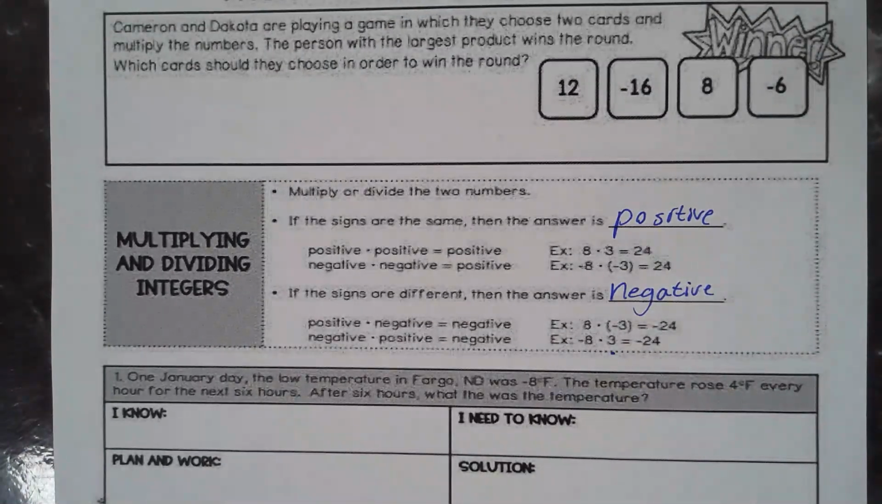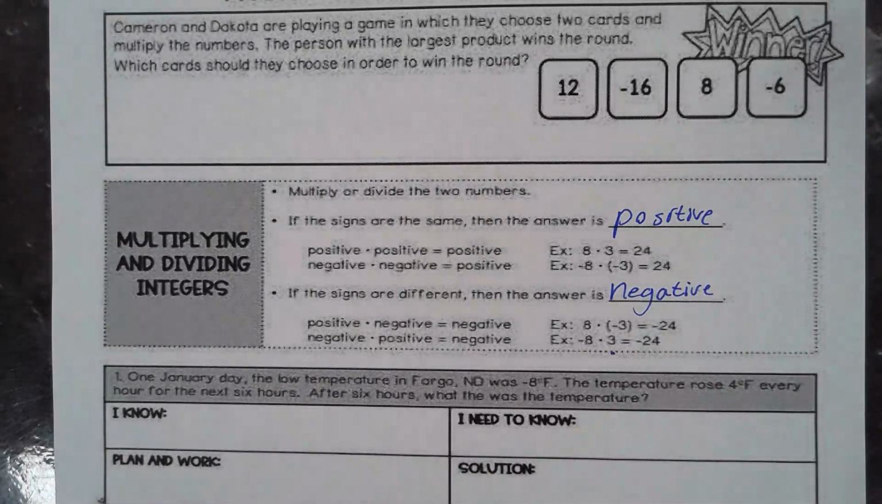You guys remember when we did addition and subtraction, it was always the larger number that got to keep the sign, right? In this case, it doesn't matter if it's larger or smaller. As long as they have opposite signs, it's negative. If they're the same signs, it's positive. That's for multiplying and dividing.